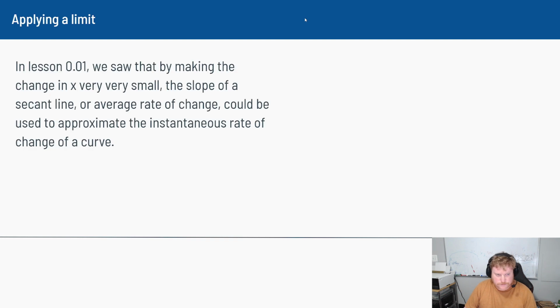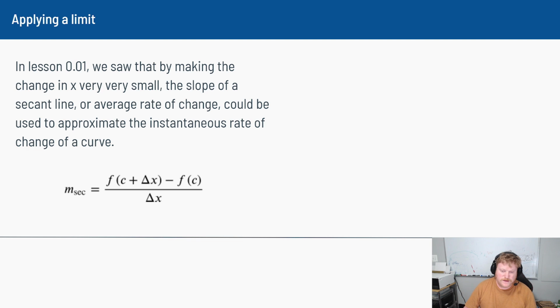So in calculus, one of the things that we will oftentimes do is take a well-known concept, like the average rate of change, and apply a limit. In our very first lesson, lesson 0.01, we saw that by making the change in x really, really small, the slope of that secant line, or the average rate of change as we're now defining, could be used to approximate the instantaneous rate of change.